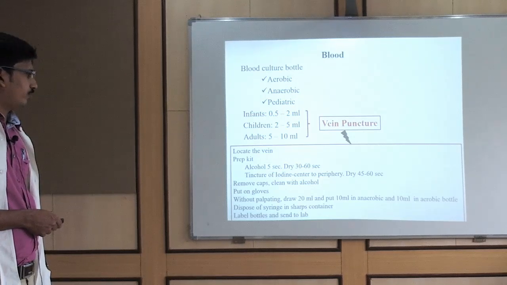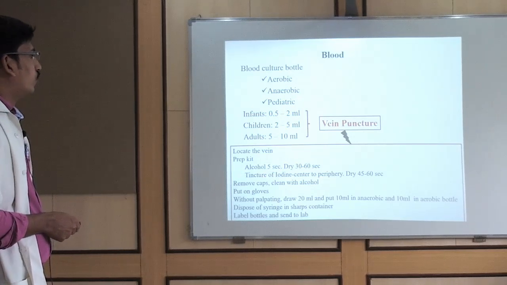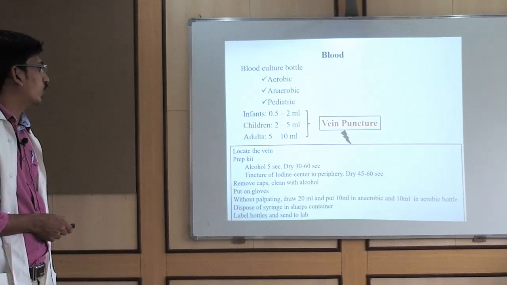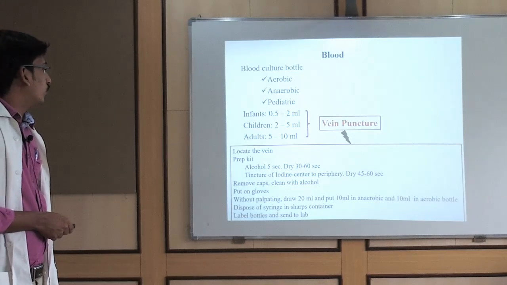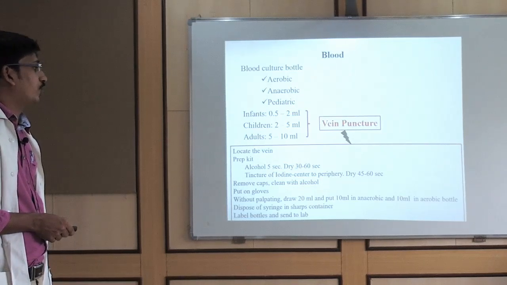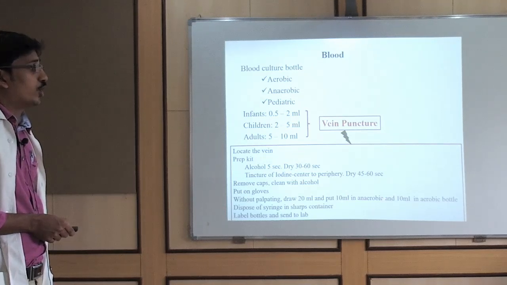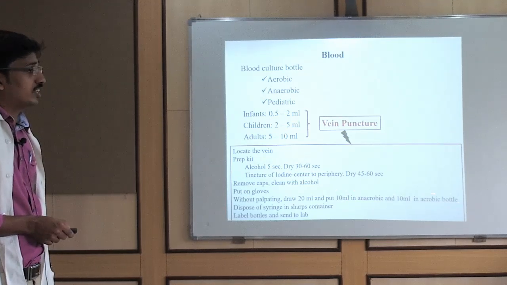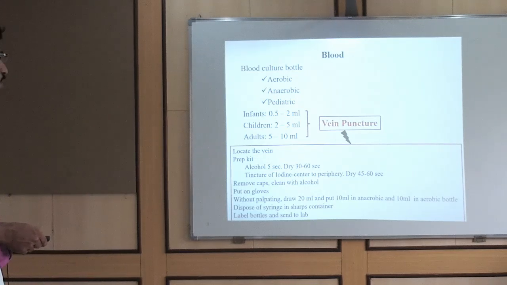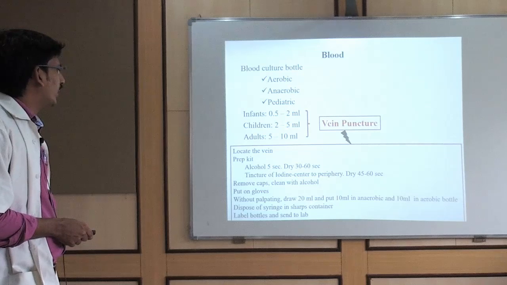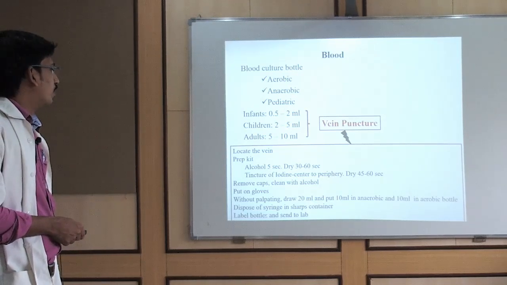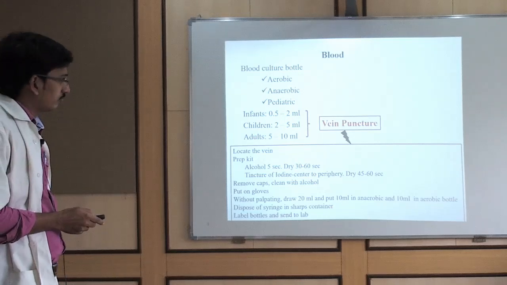Then take tincture of iodine, apply it to the skin, and again dry for 45 to 60 seconds. Then, without palpating, you take 20 ml of blood, and of this 20 ml, 10 ml is inoculated into the aerobic bottle and 10 ml into the anaerobic bottle. This is based on the patient's condition. If the patient is very sick, you take 5 ml. If the patient is on LT, you take 20 ml. Then dispose of the syringe in a sharps container, label the bottle and send it to the laboratory.